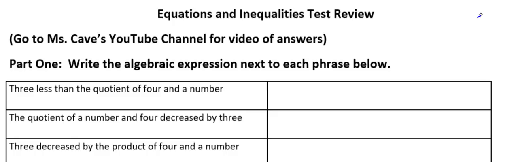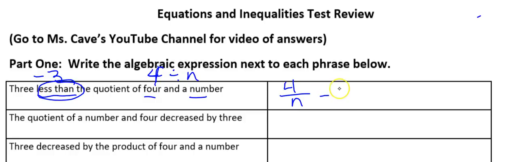3 less than the quotient of 4 and a number. Whenever you have less than, it comes after, so it's minus 3. Quotient means to divide. I'm dividing in the same order that's given in the problem, 4 and a number. And now I'm just going to put that together. So again, the less than comes after. So it's the quotient of 4 and a number. So it's going to be 4 divided by n minus 3.